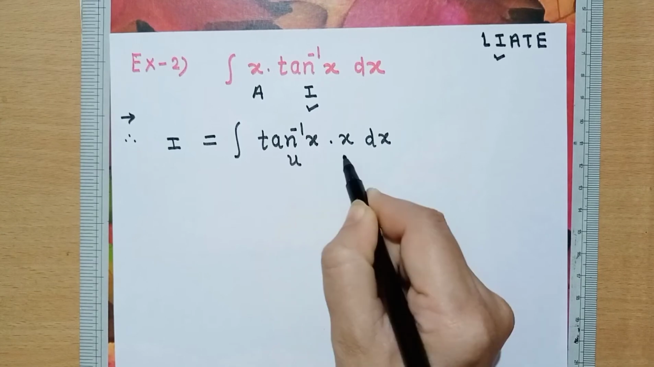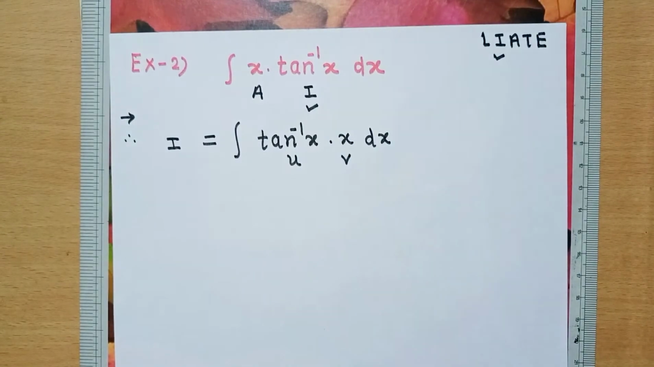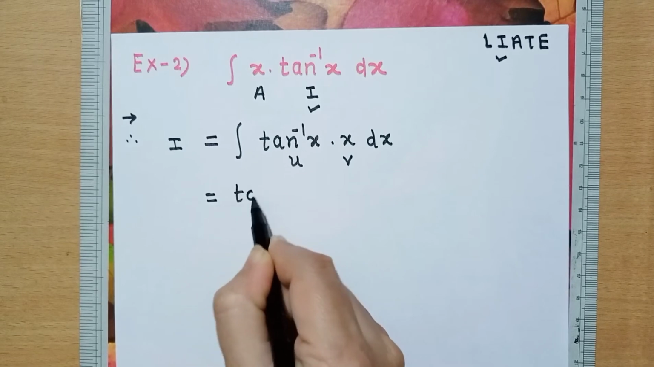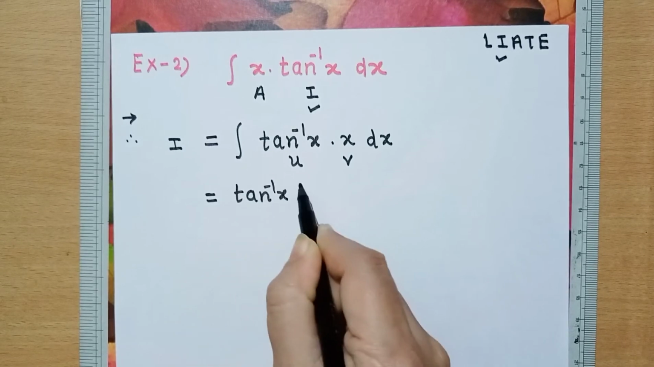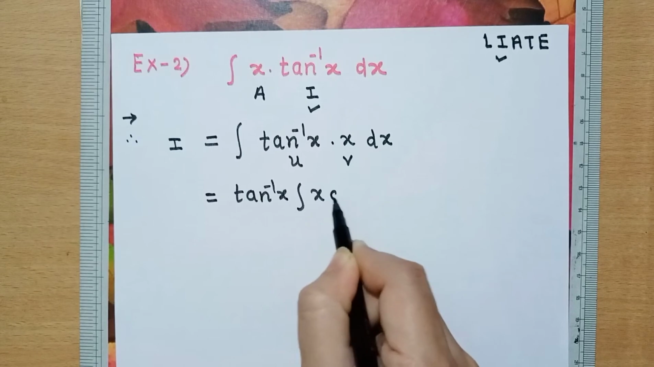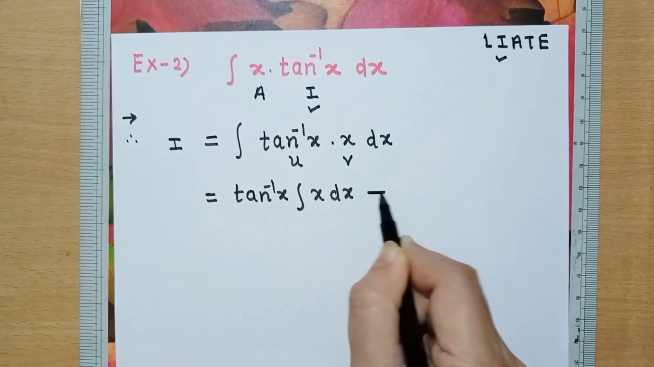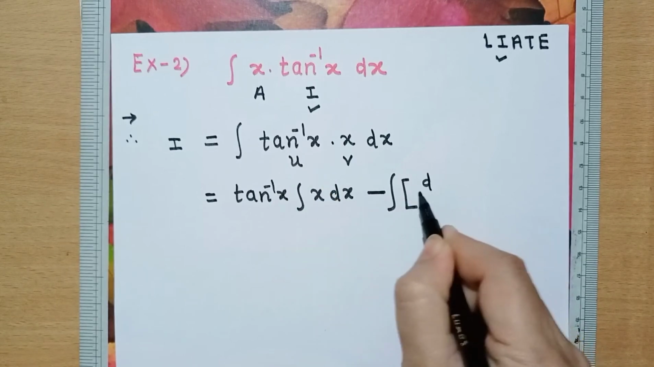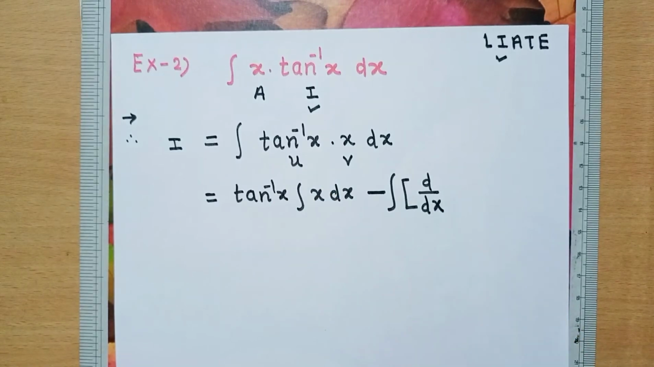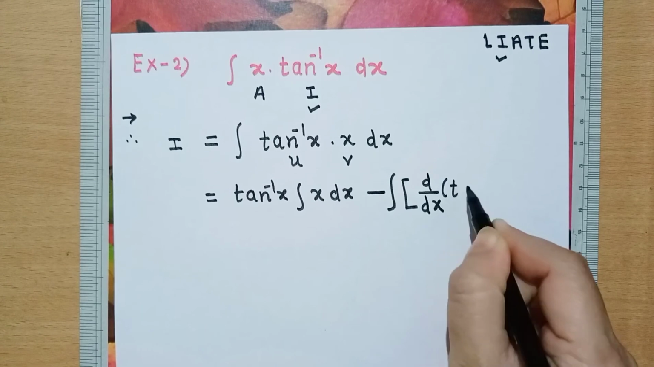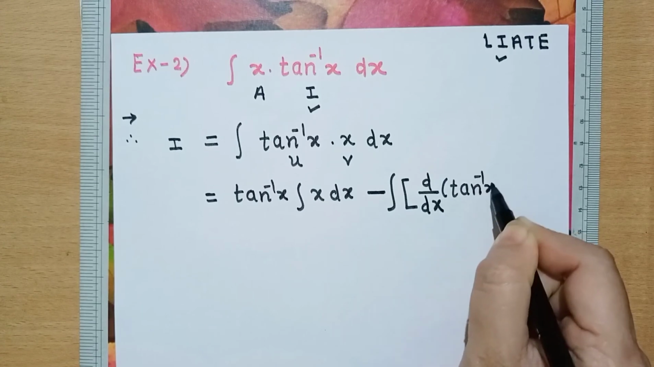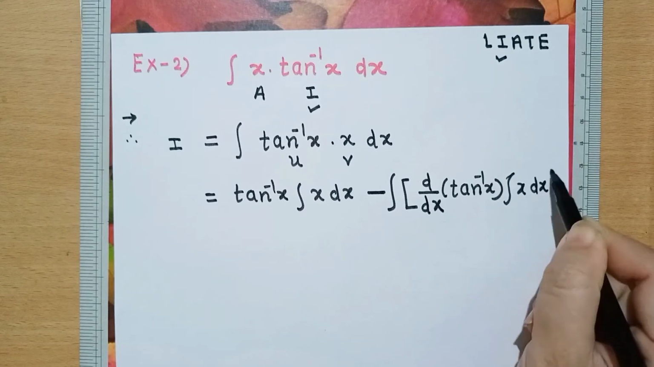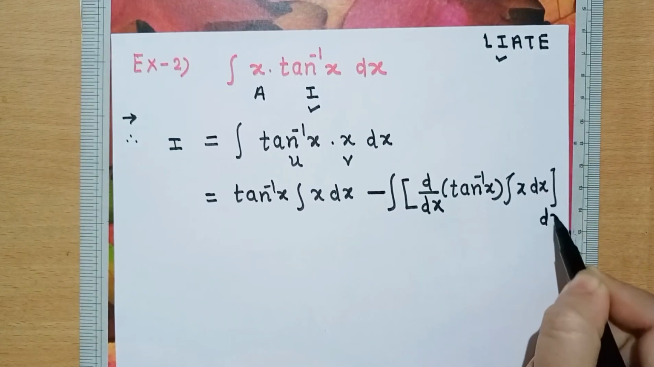So this is u function, this is v function. Now use the rule, first function as it is, means tan inverse of x, and then integration of v means x dx, then middle sign minus, integration, then derivative of first function, so d by dx of tan inverse of x, and integration of second function, and lastly write down here dx.